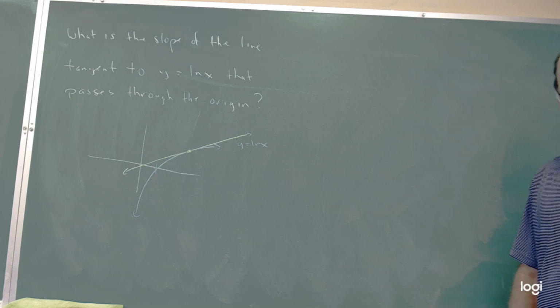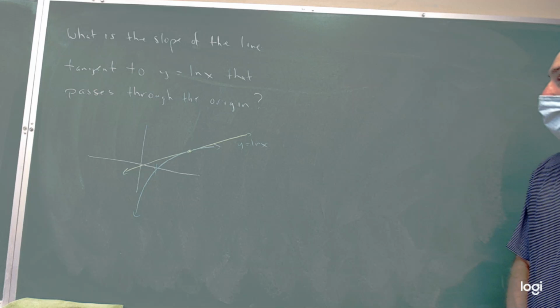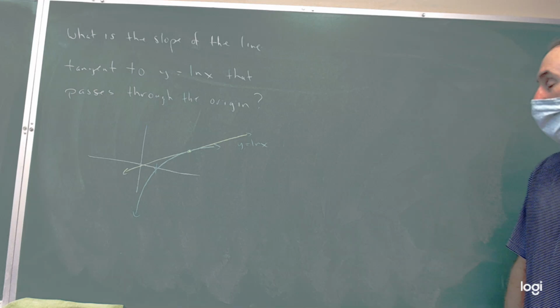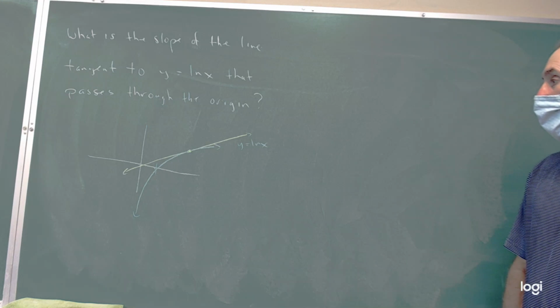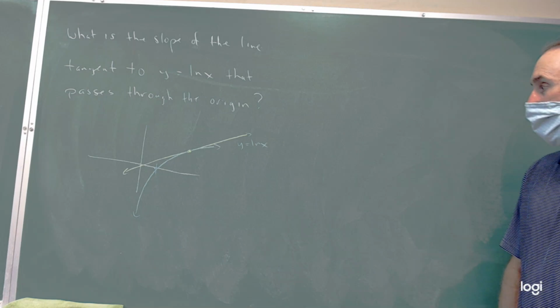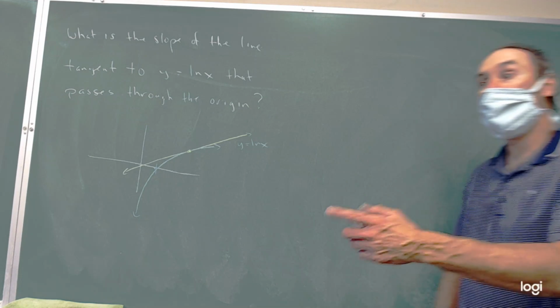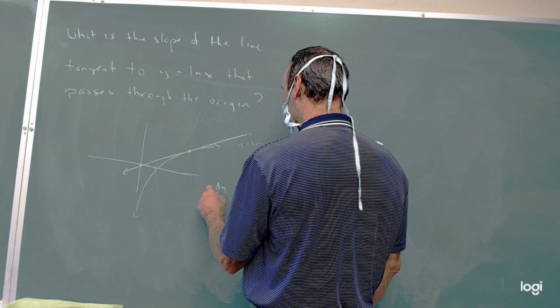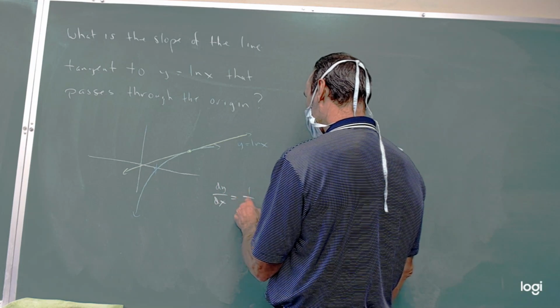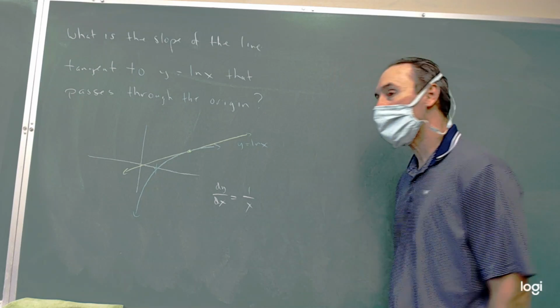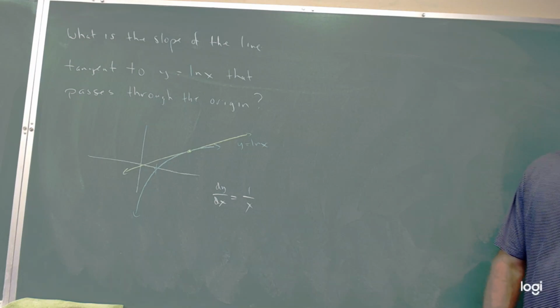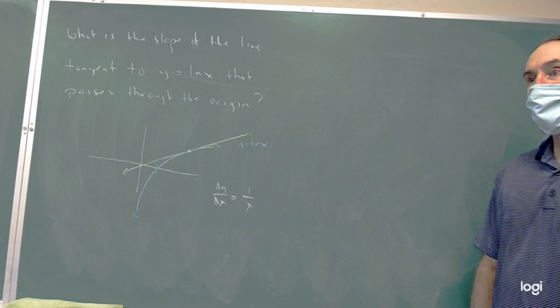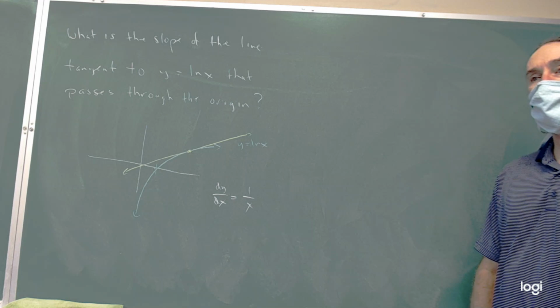Does that make sense? So we're trying to find the slope of the line tangent to that curve that goes through the origin. So how do we find that slope is the question. Well, we know that's the derivative, so dy dx is going to be 1 over x. So that's definitely going to be the slope. We don't know the x. That's the challenge. So what do you think?